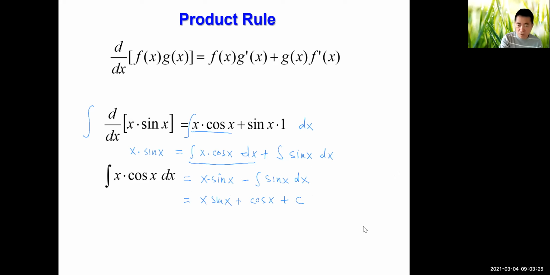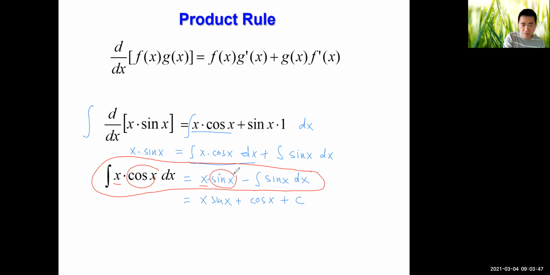So what I want you to focus on is this equality right here. Notice that this actually comes from the product rule. And if you observe carefully, you should see this x is the same. The relationship between the cosine and the sine: the sine is the antiderivative of cosine, right? And the one here is the derivative of x.